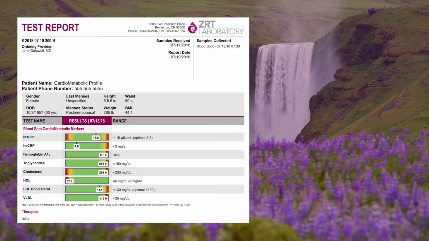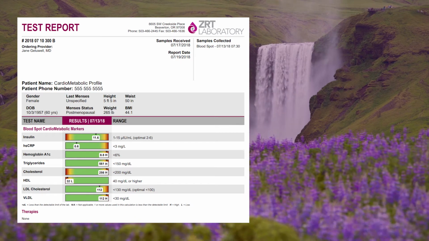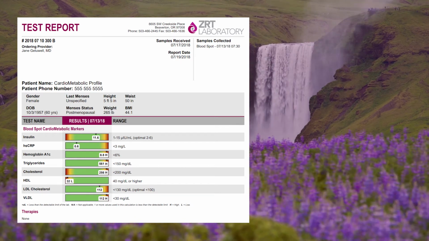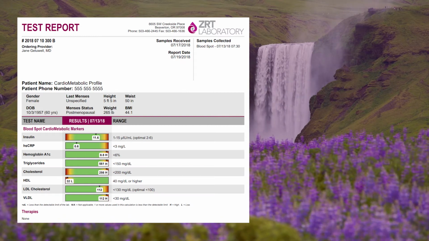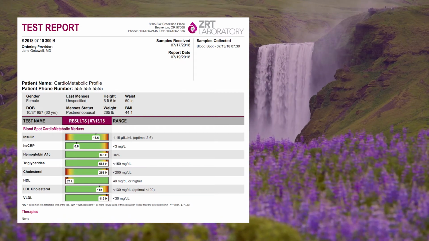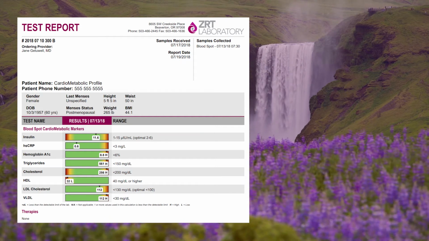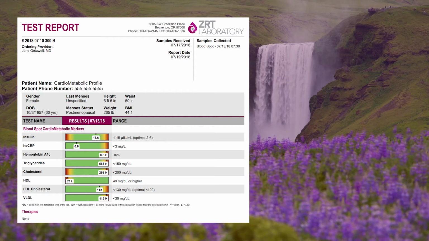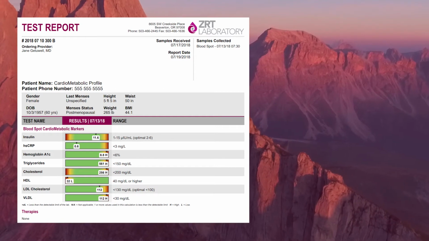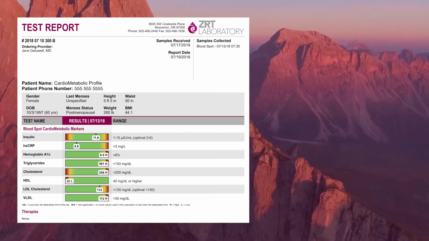So CRP is our inflammatory marker. When it's elevated above 10, we're no longer thinking about it as an inflammatory marker for cardiovascular disease. We're thinking about it being more likely related to an acute inflammatory event, such as an infection or a trauma or an injury.